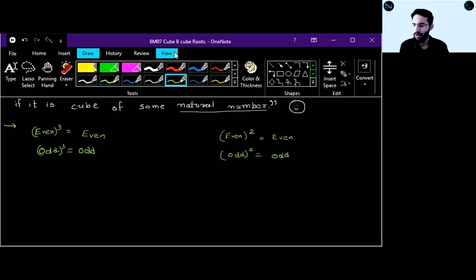So this was all about your perfect cube, right? Now, cube root we will see in the next section. We can see cube in the first section, and for cube root we can see next time. First, let us see questions based on cube.